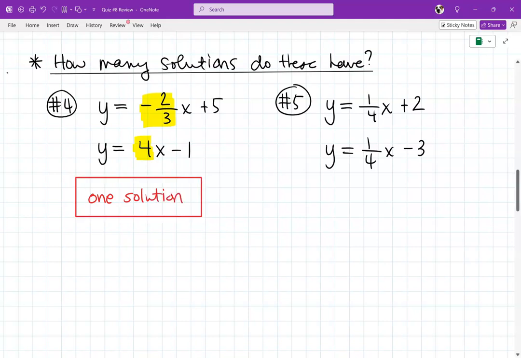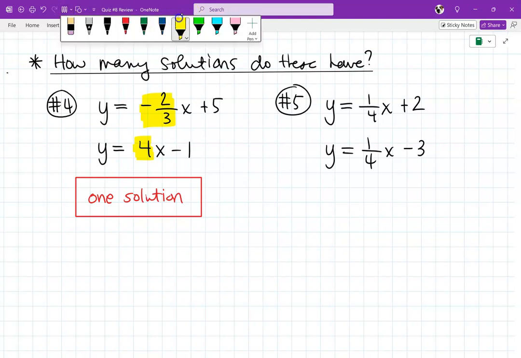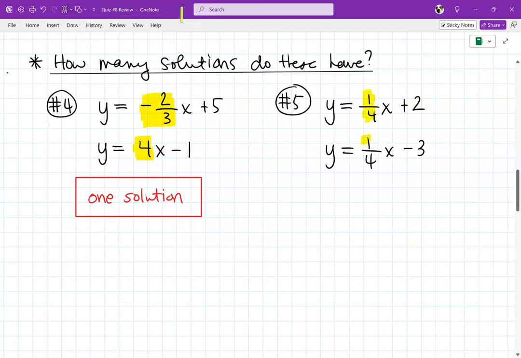Look at number 5. Are these parallel? Yeah, 1/4, 1/4. So your options are either no solution or infinitely many. Well, if it has infinitely many, that means the b value is the same. Do they have the same b value? No. So that means they're parallel lines without matching b values, so that leads to no solutions. Okay? No solutions for this.